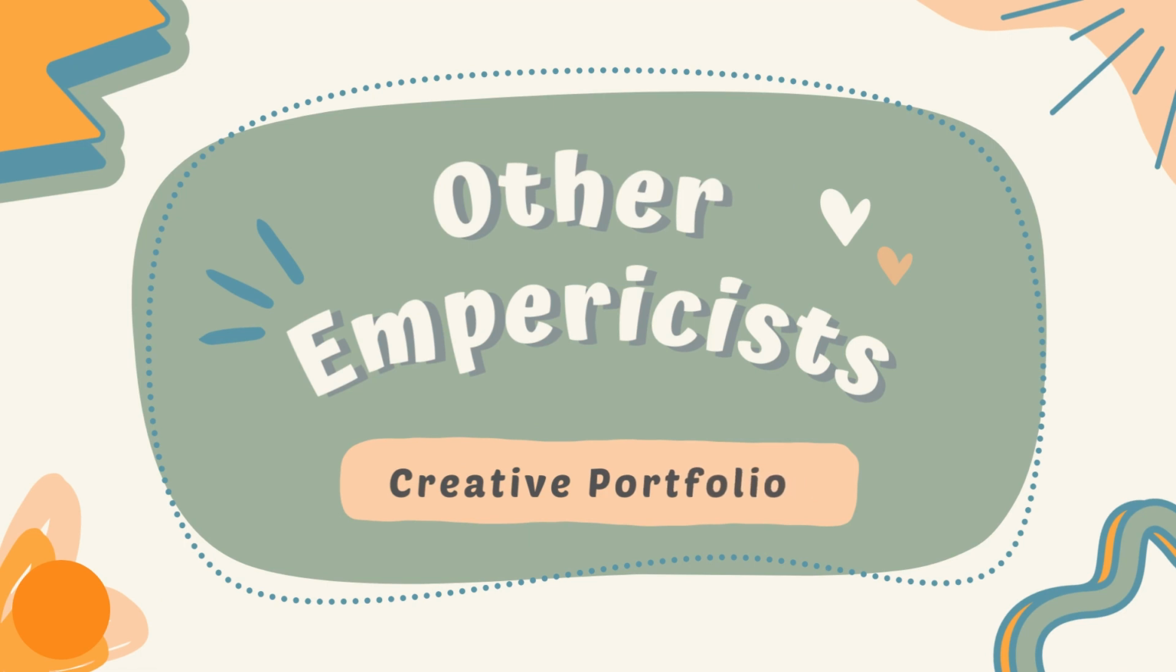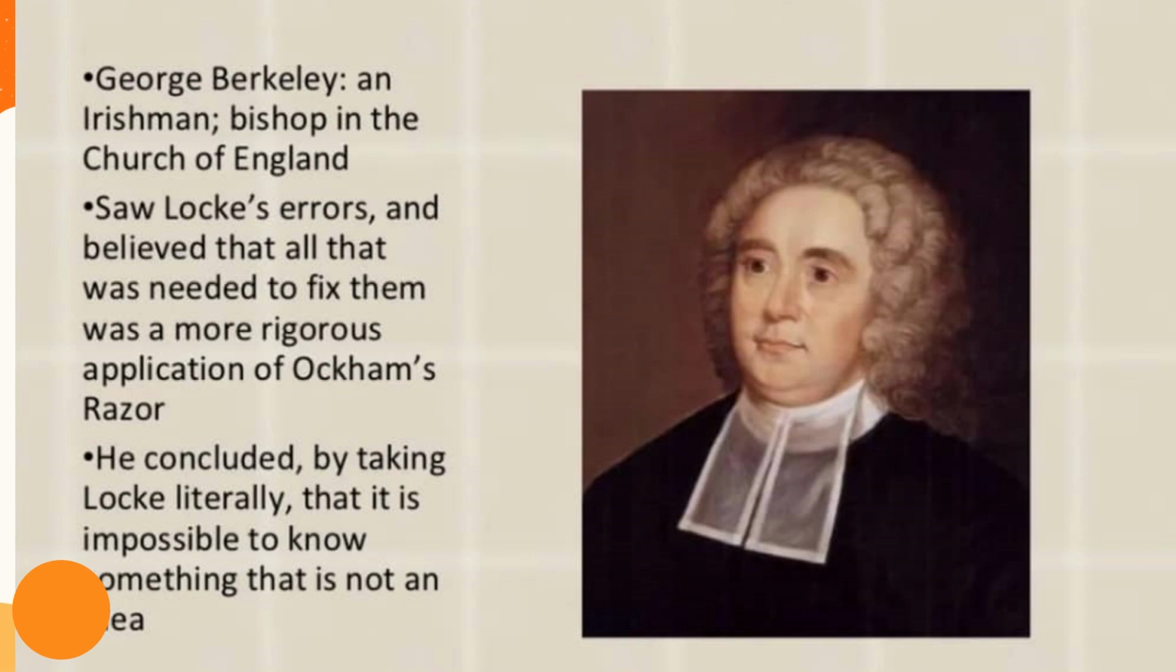And who are the other empiricists? First, aside from John Locke, we have George Berkeley. This is an Irishman, a bishop in the Church of England. He saw Locke's errors and believed that all that was needed to fix them was a more rigorous application of Occam's razor. He concluded that by taking Locke literally, it is impossible to know something that is not an idea.